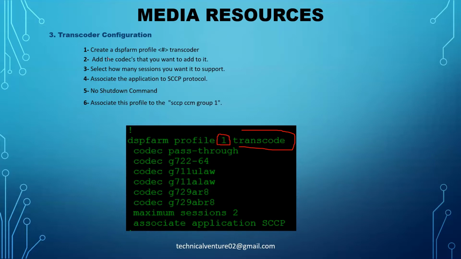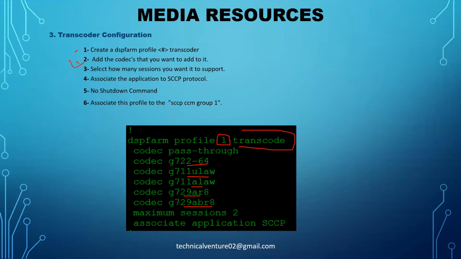So what are the steps you need to do? Create a DSP farm profile, this is dsp farm profile 1 transcode. Then you need to add the codecs that you want to add, like G722, G711 mulaw, alaw, G729ar8, G729abr8. These are the codecs which you mention under this transcoder configuration. As soon as there is a codec mismatch, this transcoder will be able to convert streams between these codecs, like if the other party needs G711 mulaw, alaw, ar8, abr8, anything.